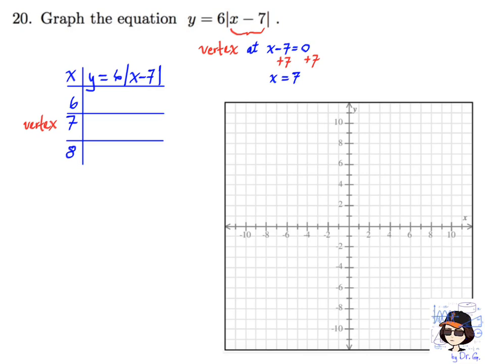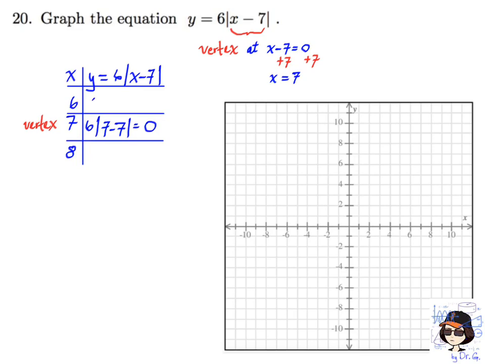So let's find the y coordinate of the vertex. The y coordinate of the vertex we get by plugging in 7. So we get 6 times the absolute value of 7 minus 7. Well, 7 minus 7 is 0. We knew that. And the absolute value of 0 is 0. So 6 times 0 is 0. So the y coordinate of the vertex is 0.